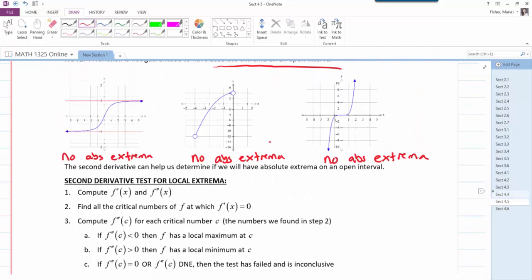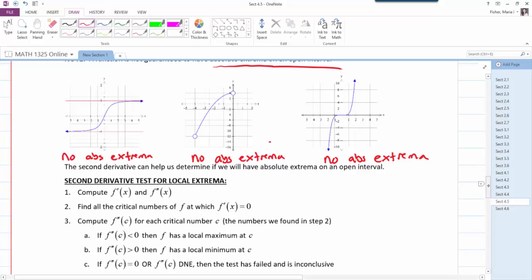So how can you figure that out without having to graph it? How do we find out if we have absolute extrema without needing to graph it? We're going to use the second derivative test for local extrema and put that together so that we can figure out how to find absolute extrema on an open interval.